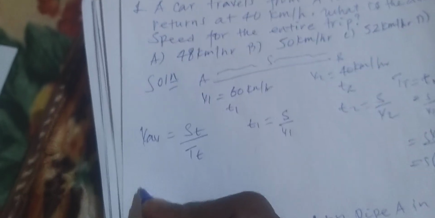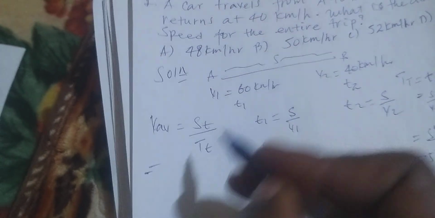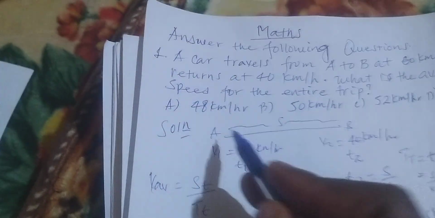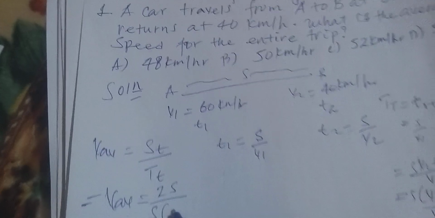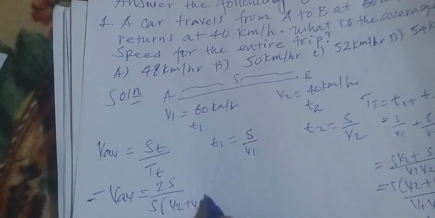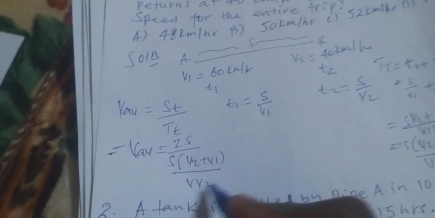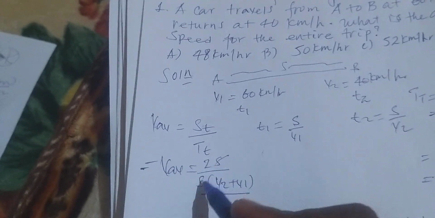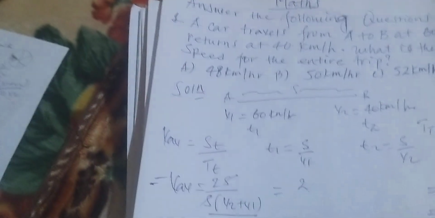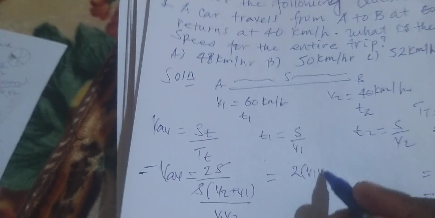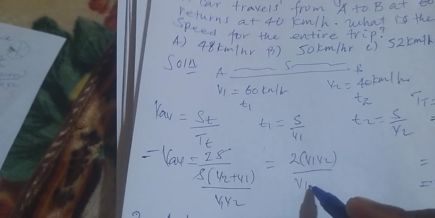Now come to the question. You know V average is equal to S total over T total. So V average is equal to S total, which means S plus S, 2S, over T total, which is this one. S into (V2 plus V1) over V1 times V2. Now S by S is cancelled. What is left? 2 times, this one is reversed, 2 times V1 V2 over V1 plus V2.